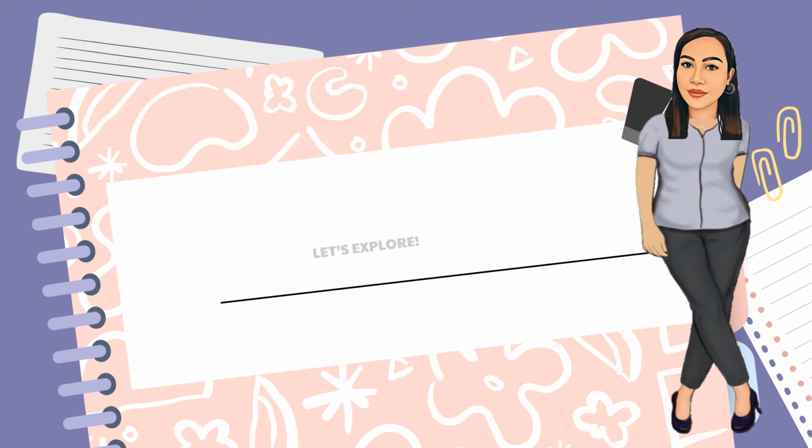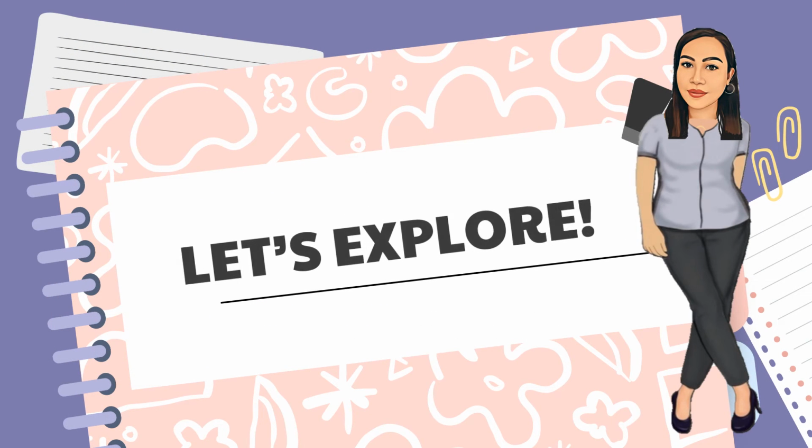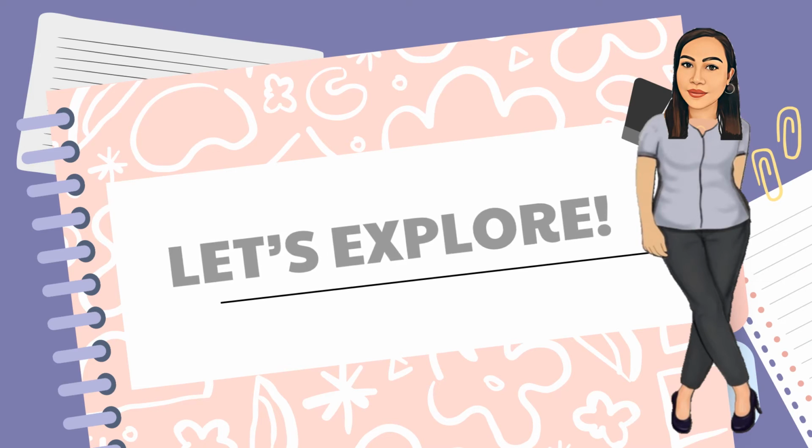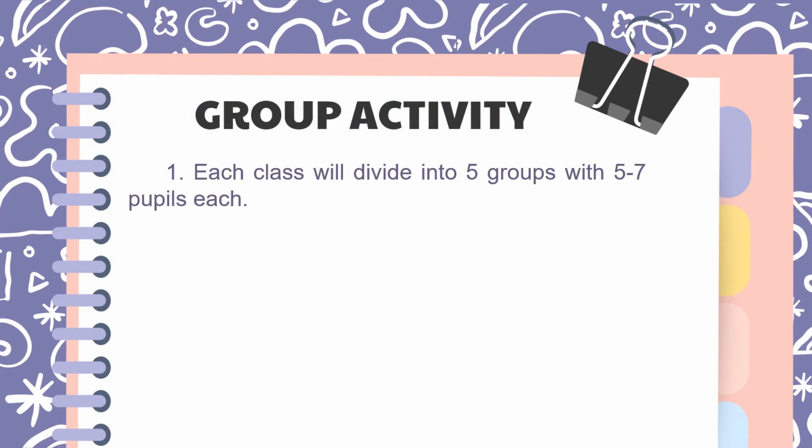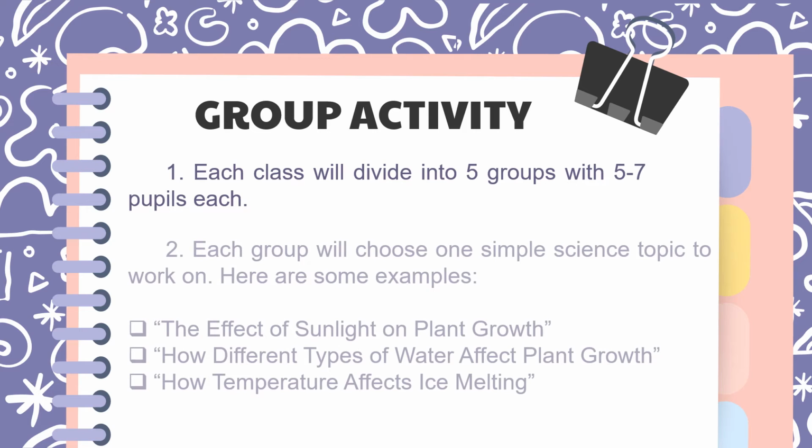Now that we've discussed the key parts of Chapter 1 in your science investigatory project, it's time to put your knowledge to the test with a fun group activity. Let's explore. Each class will divide into 5 groups with 5 to 7 pupils each. Each group will choose one simple science topic to work on. Here are some examples: the effect of sunlight on plant growth, how different types of water affect plant growth, how temperature affects ice melting.